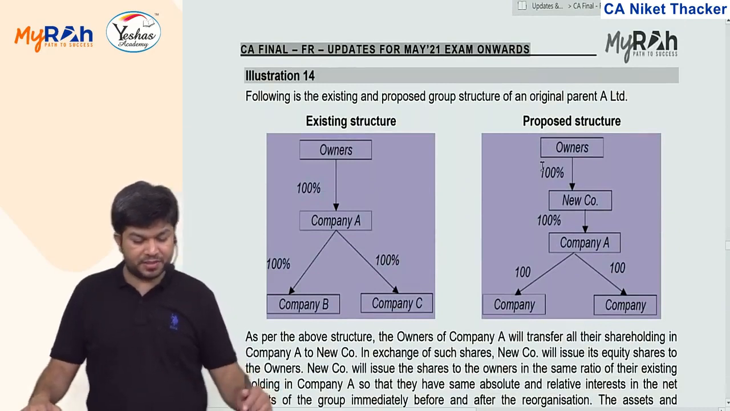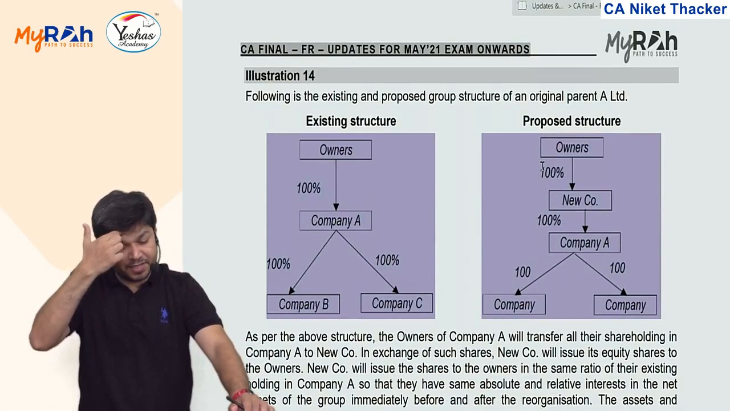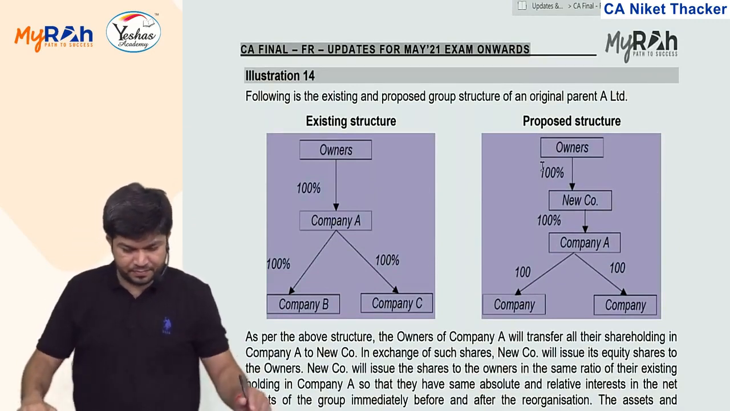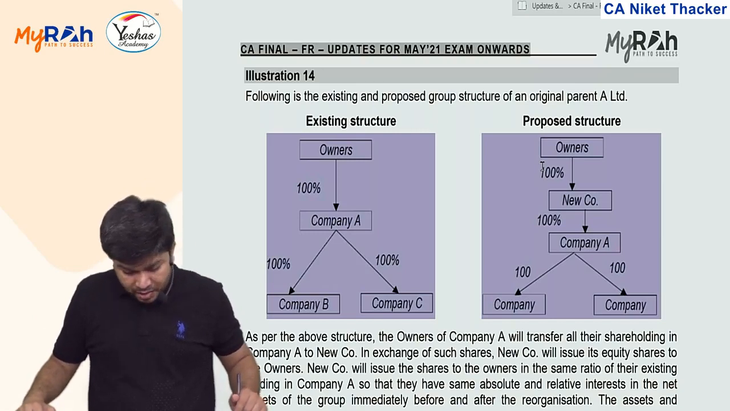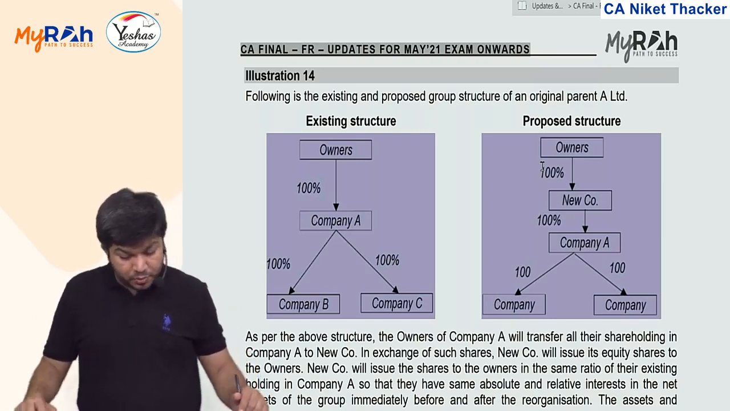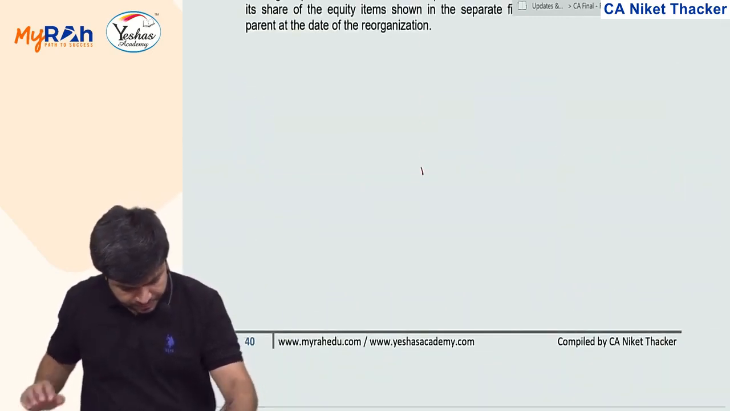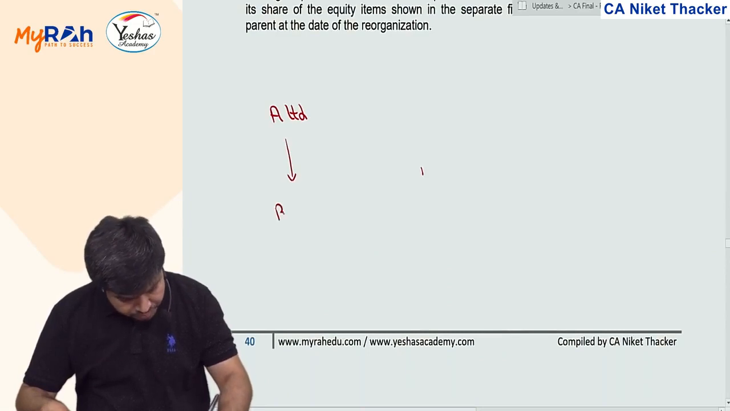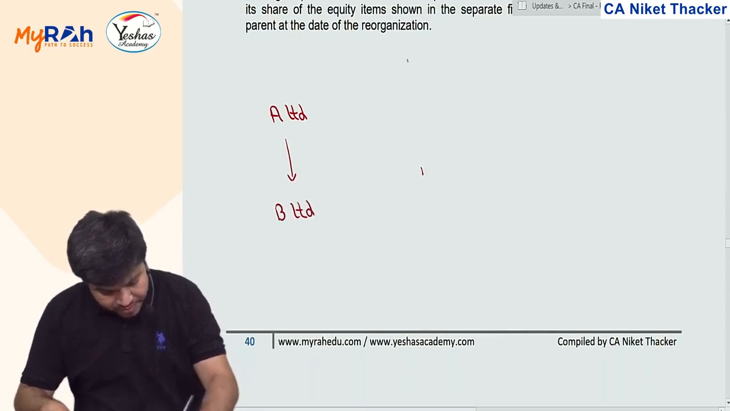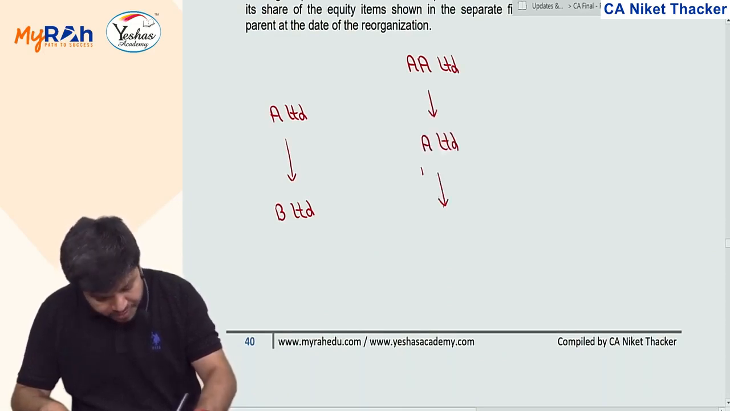Okay, existing structure: owners to A, and then A is having 100% in B and C. The owners to A to B, C. Now, owners to new company. Okay, so it's like this. I just write A Limited to B Limited. Now they have double A Limited to A Limited to B Limited.